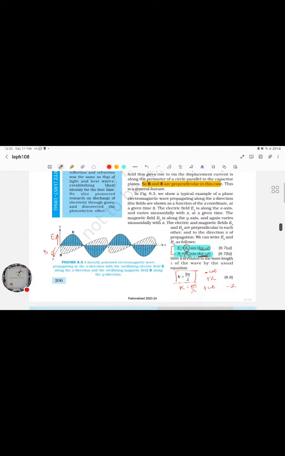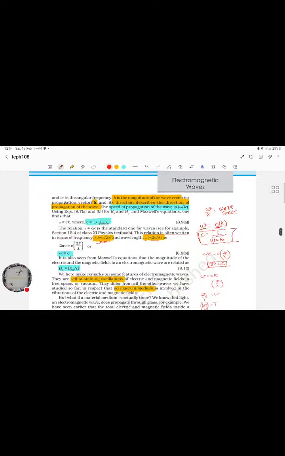We can quantitatively express this in terms of these particular equations 8.7a and 8.7b, where k is the propagation vector or direction of propagation of the wave, which is 2 pi by lambda. From there we concluded the speed of propagation is omega by k, and the value c is 1 by root of mu naught times epsilon naught, where mu naught is the permeability of vacuum and epsilon naught is the permittivity of vacuum.